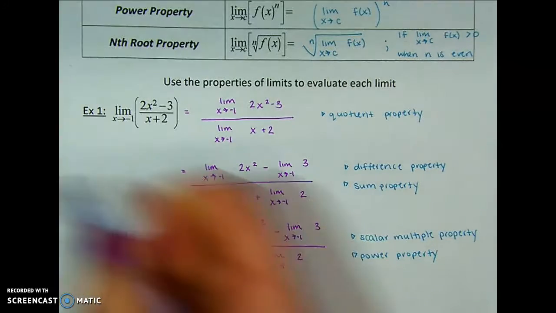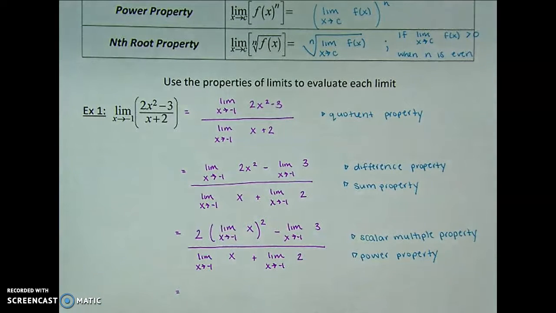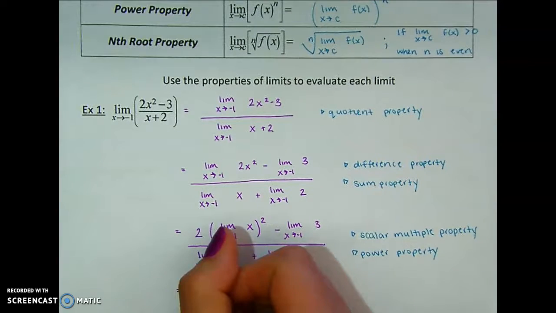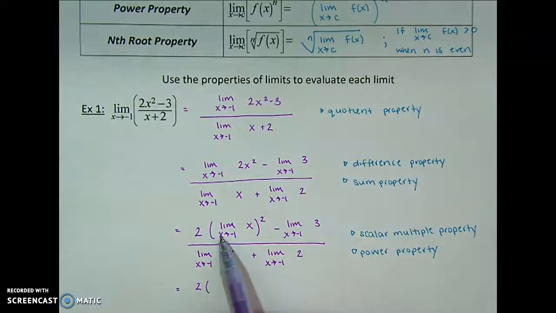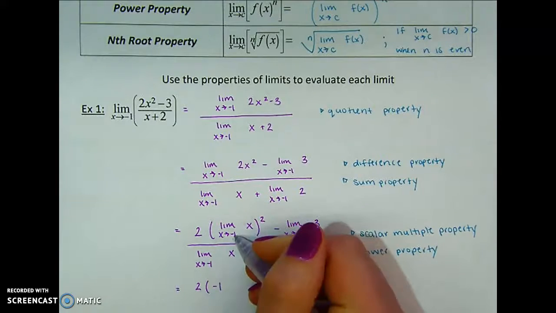Okay, so now's the fun part. Now we can take the limit of everything because all we're left with are constant functions or identity functions, aka just a line. So here I'm going to do 2 times the limit as x approaches -1 of x. This is using what's called the identity function, but basically because x is approaching a number and we only have one thing right here, x, this is just going to be -1, or whatever this value is.